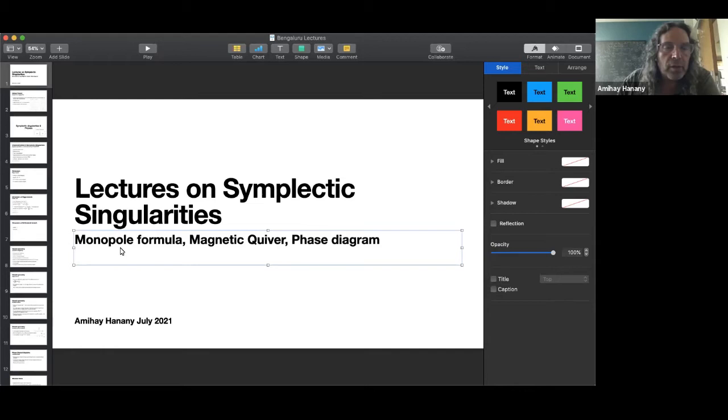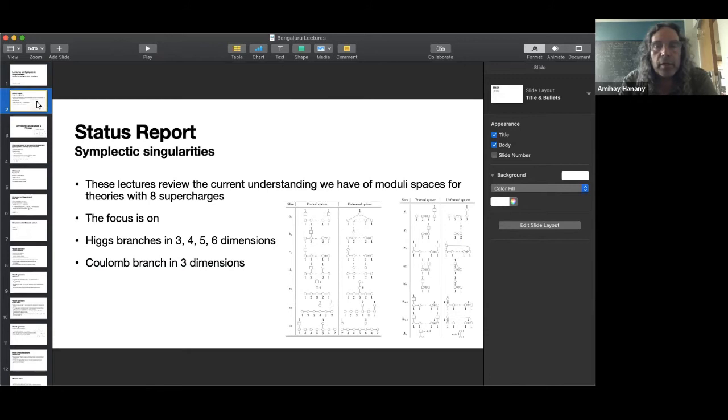My goal is that by the end of these lectures, we will understand those concepts: the monopole formula, the magnetic quiver, and the phase diagram. We will review the current understanding that we have of moduli spaces with eight supercharges. Those are Higgs branches in 3, 4, 5, and 6 dimensions. And I hope to be able to go over some phenomena which arise at strongly coupled theories. I think the biggest advancement was the fact that we understood how to deal with Coulomb branches in three dimensions, and this led to the whole conceptual progress that we have in higher dimensions.